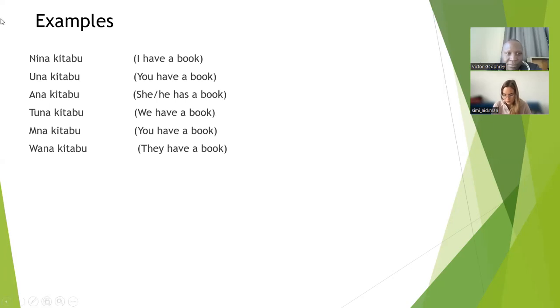Let's see the examples. For example, say nina kitabu. I have a book. Nina kitabu. When you remember, ni stands for the pronoun I, and na stands for have. Una kitabu. The na stands for the have, u stands for the pronoun you, you singular. Una kitabu, you have a book.